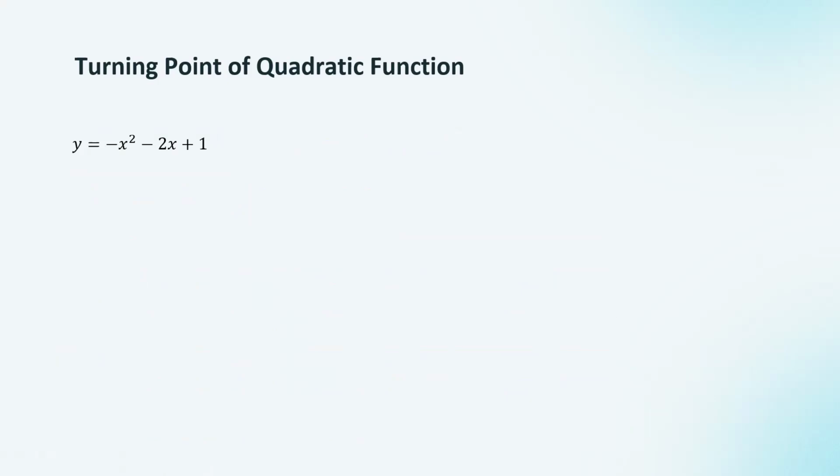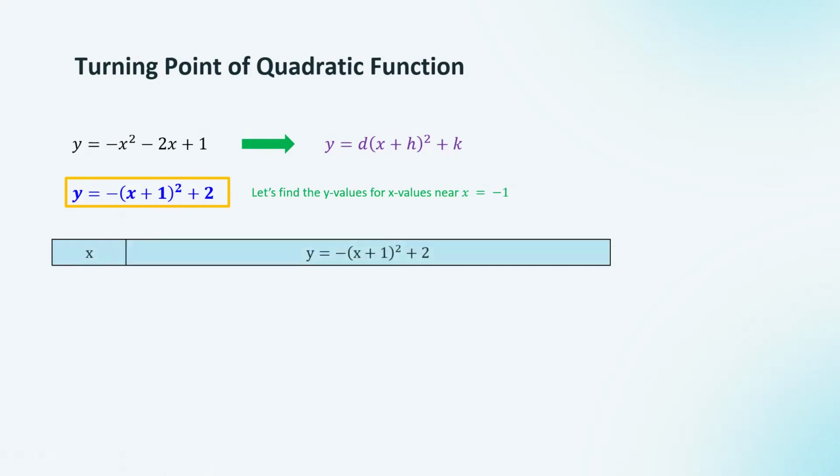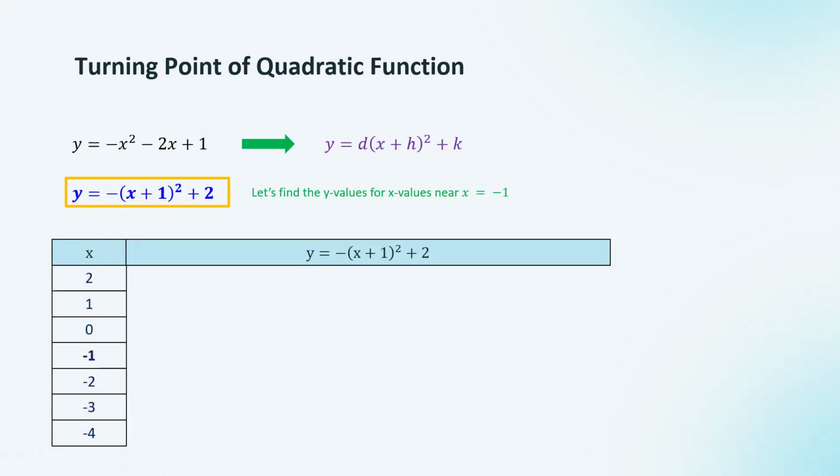On to the next example. Again, we need to complete the square and we have this form: y equals minus (x plus 1) squared plus 2. And now, let's try to find the y values for x values near x equals minus 1. So I have a similar table, and the x values that I will be using are from 2 to minus 4.